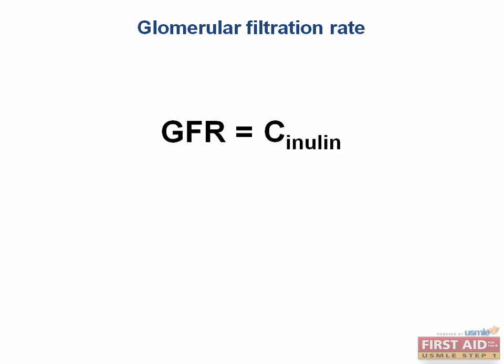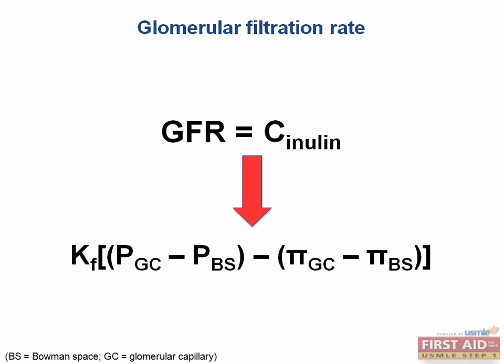Now these forces are the hydrostatic pressure trying to push fluid out and the oncotic pressure trying to keep fluid in. In the bottom equation, Kf is the filtration coefficient, which is dependent upon the resistance to fluid flow through the filtration barrier. A higher Kf correlates with a higher GFR, and thus less resistance. Now what is something that could lower Kf? Asked another way, what could increase the resistance to fluid flow? Well, one example is damage or scarring to the glomerulus.